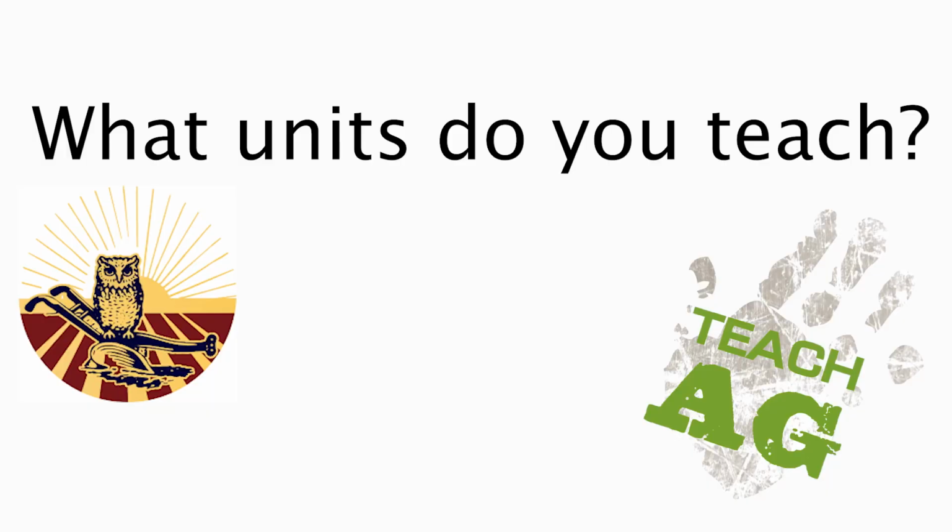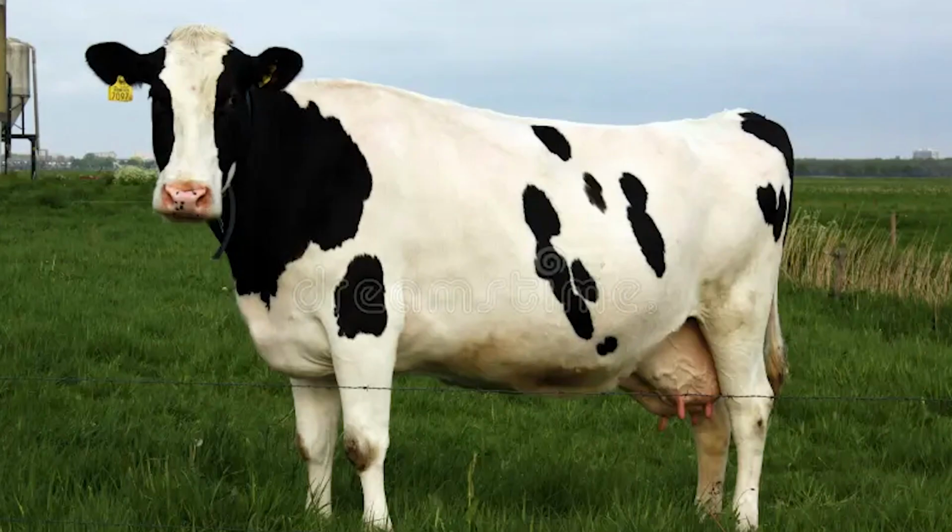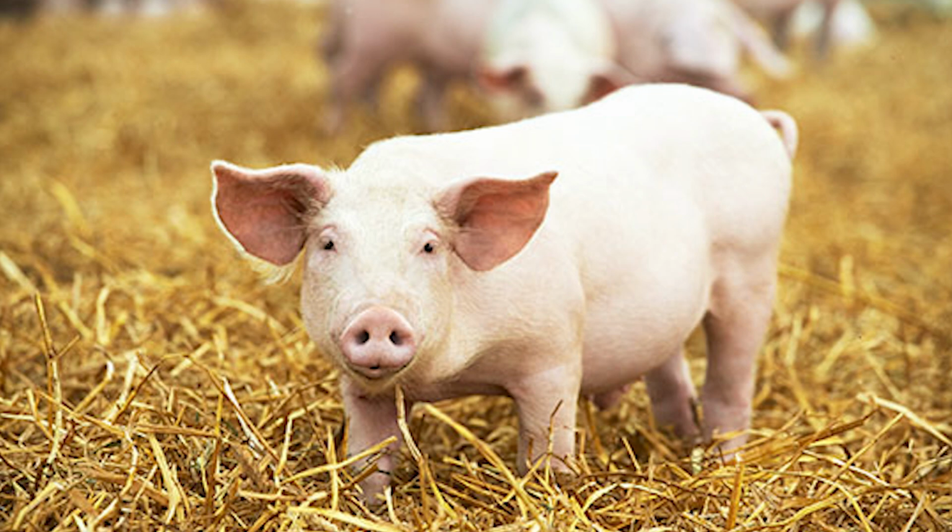What units do you teach? So in animal science, we teach several different units. At the intro level, it's very much a broad overview of the animal science industry and all the different animals that we can raise. We have a beef cattle unit, a dairy cattle unit, a swine unit, a dog unit.